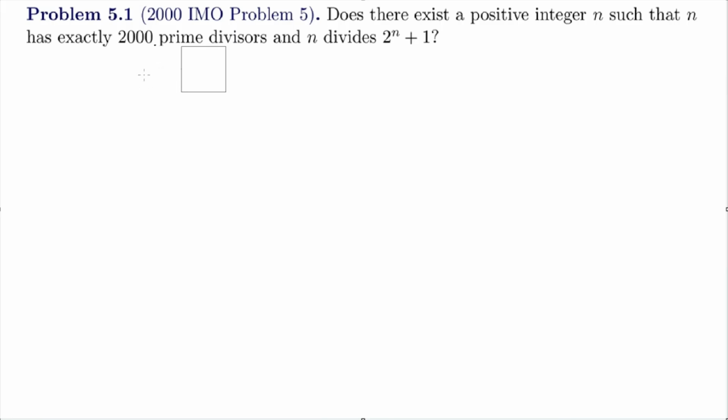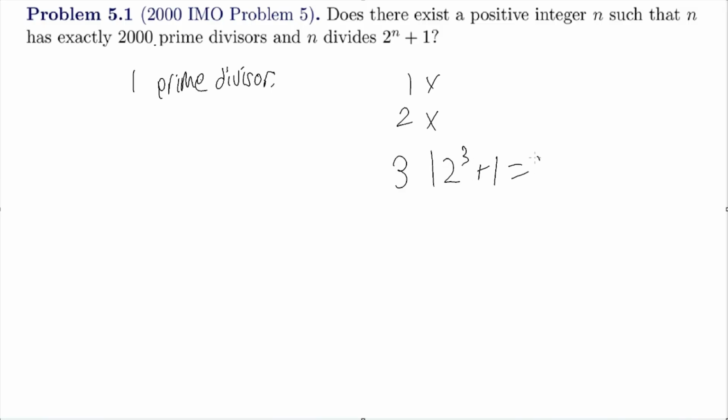So 2000 prime divisors seems like a very, very scary number. So let's go ahead and see if we can start smaller. So if we have one prime divisor, then we know that 1 doesn't work, 2 doesn't work because it's even, 3, well, 3 divides 2 cubed plus 1, which is 9, which is true. So our magic number when we have one prime divisor is 3.